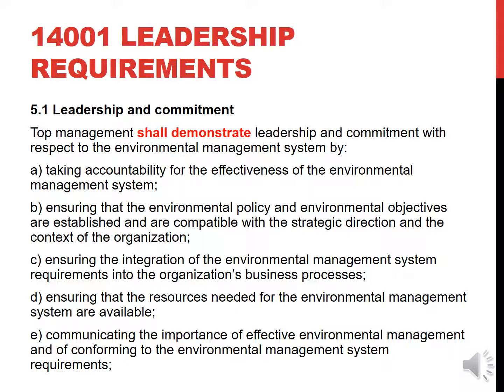First of all, they have to take accountability for the effectiveness. This means that the environmental management system is linked not only to the core business strategy, but to environmental performance. This is a major change. Second, they ensure that the environmental policy and environmental objectives are established and are compatible with the strategic direction and the context of the organization. Again, linking the EMS back to the core business direction.